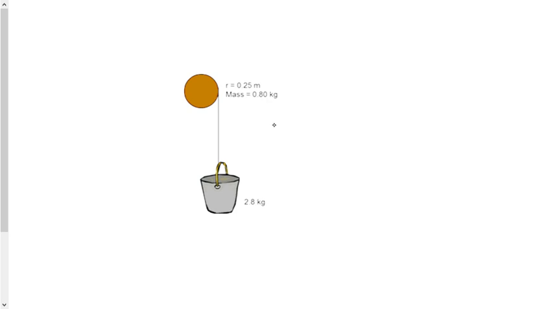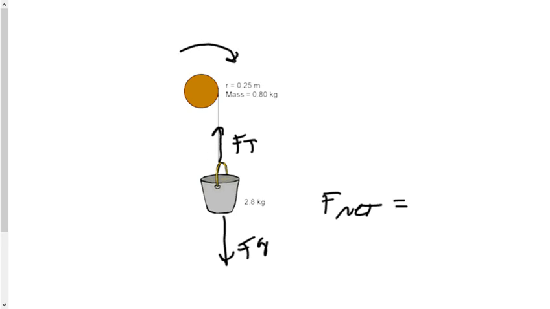Our next situation here is, what if I have a bucket wound around some type of a cylinder, and there's a bunch of rope there, and this thing is accelerating downwards. So what's different about this? If we consider that this, again, has a mass, it's given as 0.8 kilograms here. So straight downwards is force gravity. Upwards is force tension. So the net force equation on this, if we call going this way again positive, would then be force net equals force gravity minus force tension.